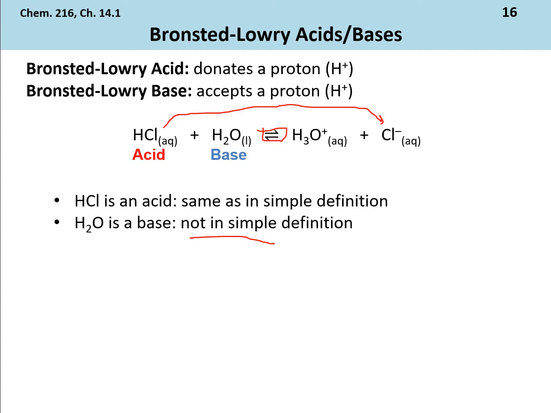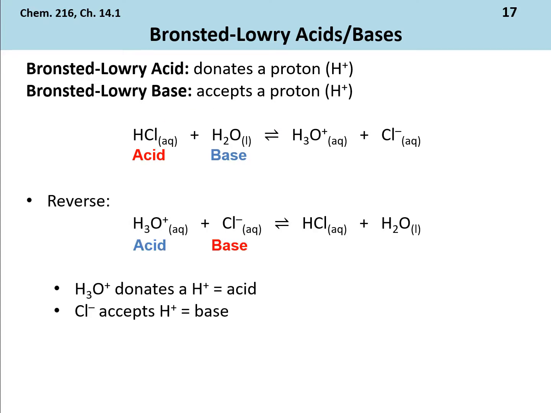Now let's reverse this reaction. If I had the reverse reactant, H3O+ Cl- going to HCl and H2O, notice what the H3O+ does: it loses an H+ to become H2O. That means it's an acid. Cl- actually gains an H+, and that means it's a base. Bases accept, acids donate.